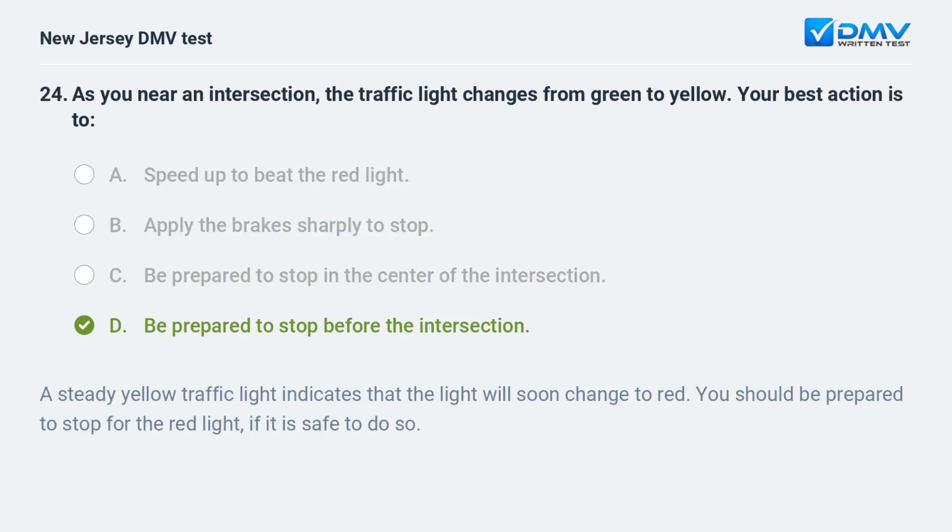D. Be prepared to stop before the intersection. A steady yellow traffic light indicates that the light will soon change to red. You should be prepared to stop for the red light, if it is safe to do so.